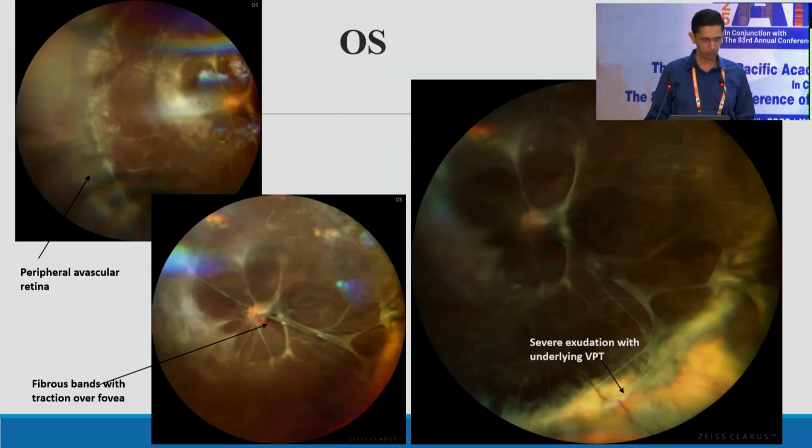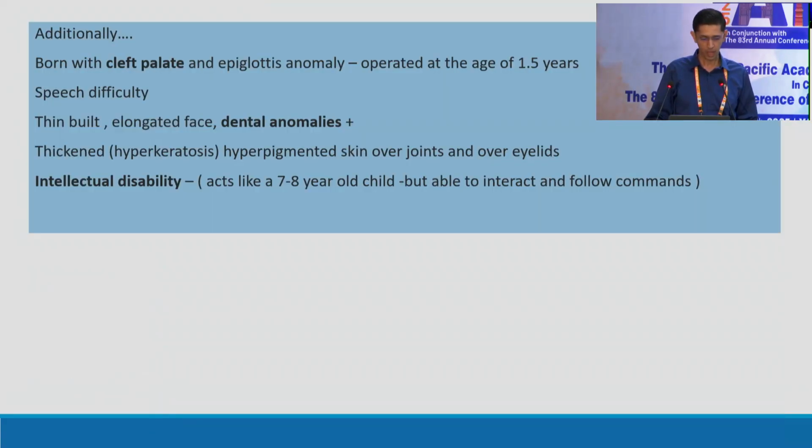The left eye was even more drastic with dense fibrotic bands causing traction, significant chronic exudate in ITQ from an old VPT lesion, and a peripheral avascular retina. Additionally, this child had a history of cleft palate surgery done and had dental anomalies.